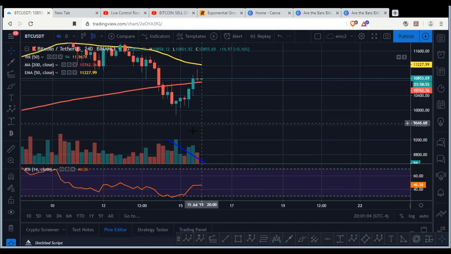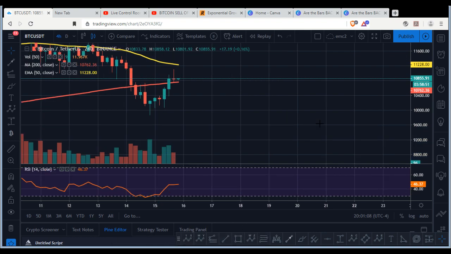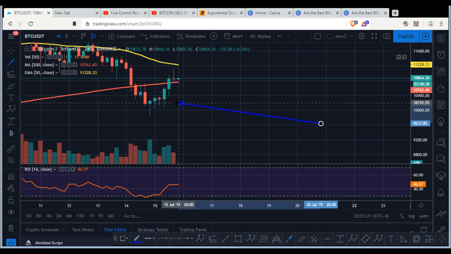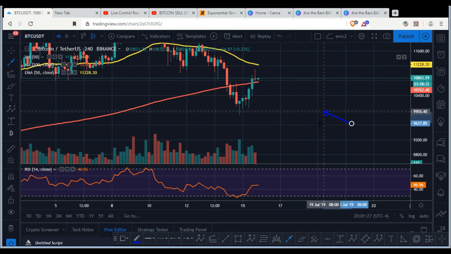It means a lot, especially when you're new to the crypto space. You got to be careful, because you started with a hammer, now you're ending your day with a shooting star. So we got to come back down and look for a retest in this area, which is roughly 10.2 to 10.4, and see if 10.2 to 10.4 is gonna hold.